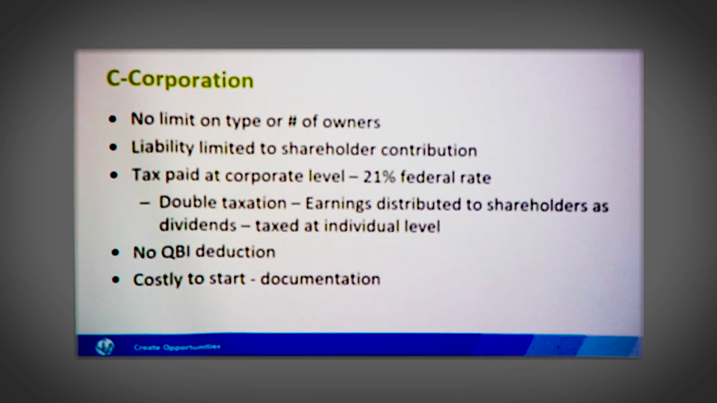Next, we have the C corporation, which has no limit on number of owners or type of owners. You would sell stock. Your liability is really limited to the amount you pay for the stock.